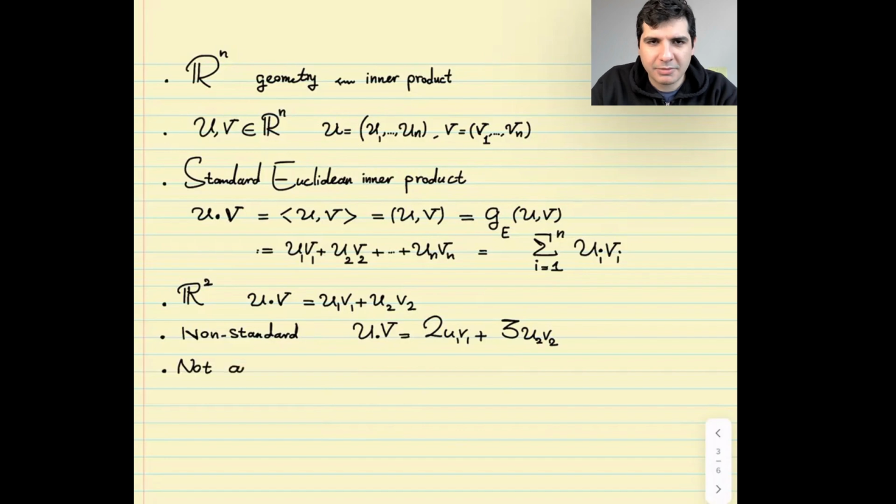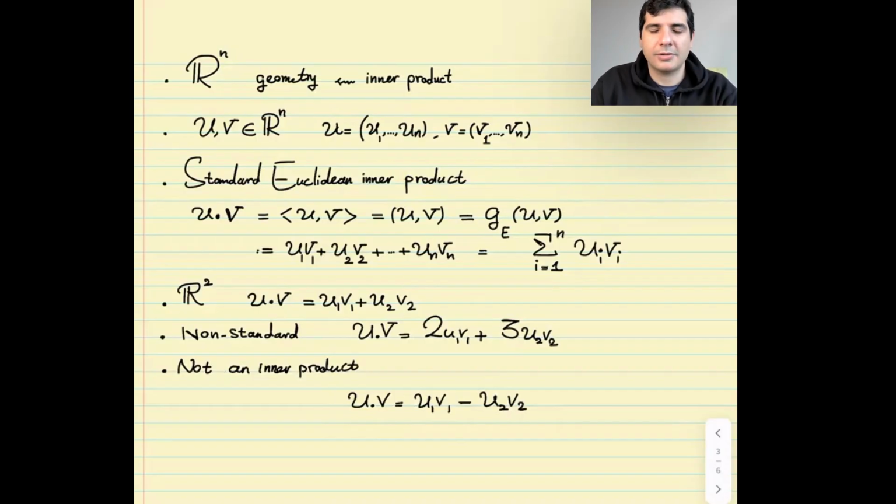Before telling you what it means to be an inner product, let me tell you something which is not an inner product. If I define u dot v to be u1 v1 minus u2 v2, this is not an inner product. So what is an inner product? How is it that I would call one of these a non-standard inner product and the other one not an inner product? How do we define the notion of inner product?